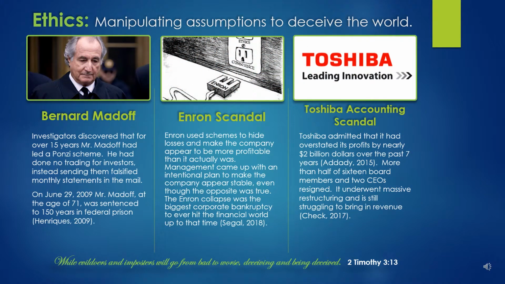Bernie Madoff, the Enron scandal, and the Toshiba accounting scandal all illustrate that while the GAAP is required, there are always in all fields unethical people who cheat by not following the rules. So much so, as a matter of fact, that the Bible references this sort of conduct in 2 Timothy chapter 3, verse 13. While evildoers and impostors will go from bad to worse, deceiving and being deceived.